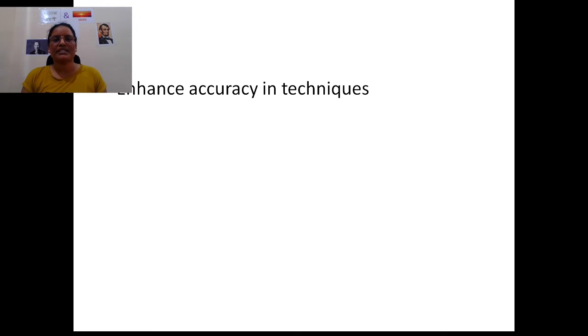Then enhance accuracy in technique. The technique we use in our clinical area can be enhanced with the help of research. In education, the technique we apply to our students can be enhanced with the help of research. Then the same in the administration also.